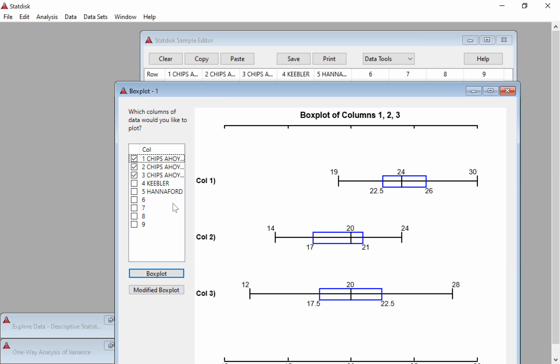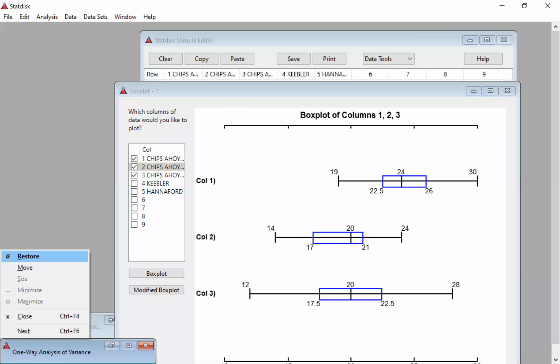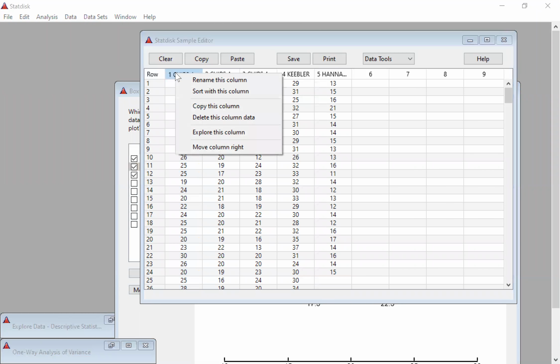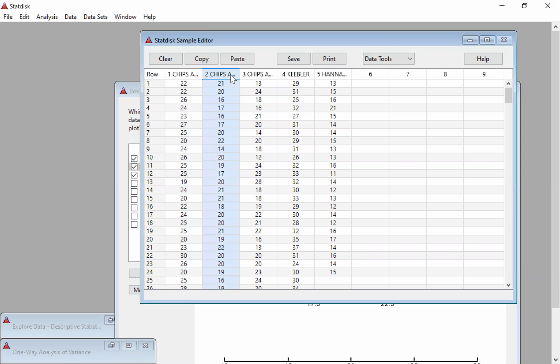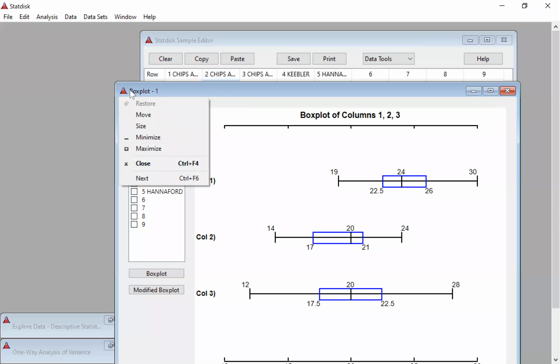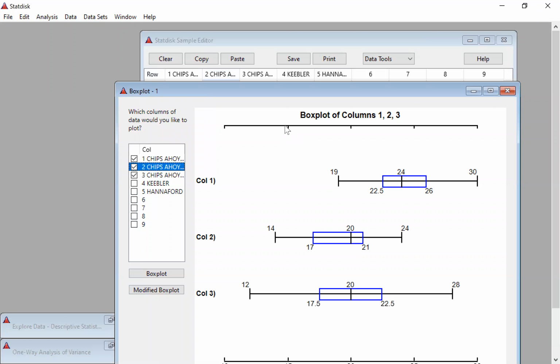Where was that second one, chewy? I always have to go in and look. The second one was chewy, okay. So the third one is the reduced fat.